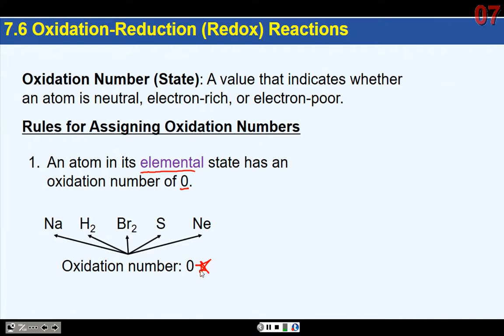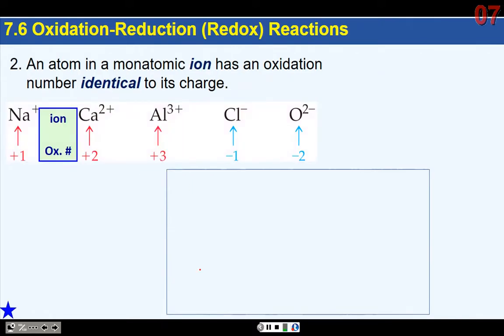That relates to the next rule, where we're talking about ions. The next rule tells us that an atom in a monatomic ion has an oxidation number identical to its charge. So the sodium ion is +1, the calcium ion is +2, the aluminum ion is +3, chloride ion -1, etc. So if the charge is equivalent to the oxidation number, then the same thing applies for a neutral atom that's not an ion. The neutral atom should have an oxidation number of 0. Ions have oxidation numbers identical to their charge.